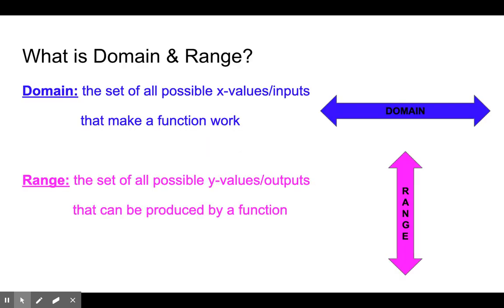So the domain is the set of all possible x values or inputs that make a function work. So when we talk about domain, we're looking at values that are left and right on the graph on the x-axis. The range is the set of all possible y values or outputs that can be produced by a function. So for range, we're looking at the y values up and down. Domain comes before range in the alphabet. D comes before R, so does x come before y. So domain goes with x, left and right, and range goes with y, up and down.